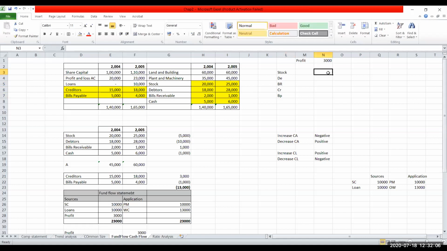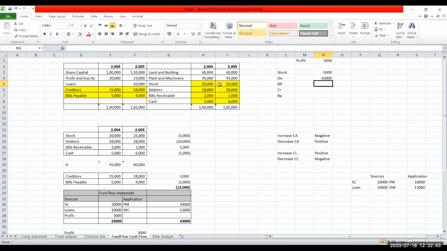Okay. So what is happening with stock? Stock is reduced by 5,000. If I compare this one and this one, it is reduced by 5,000. That means your stock has come down. That means you have not sold that particular stock and it is coming and sitting in your business. So that is not a good sign. Then debtor. What happens to debtor? Compared to last year, you have paid more, 10,000.